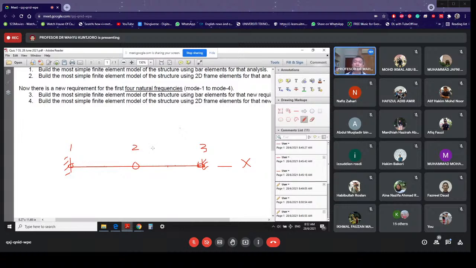And as this is a frame, that means this node can move left and right, can move up and down, and also rotate. So this finite element model is the finite element model that you need to show so that you are able to answer question number 2.